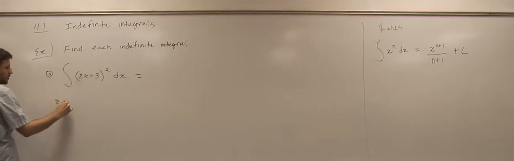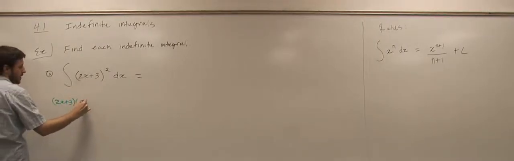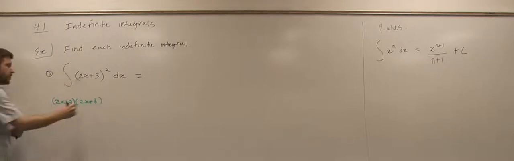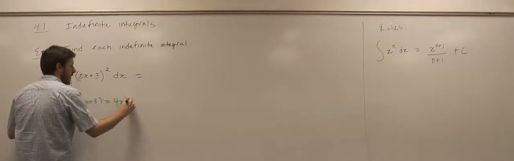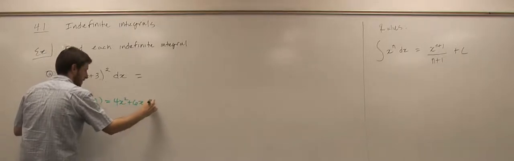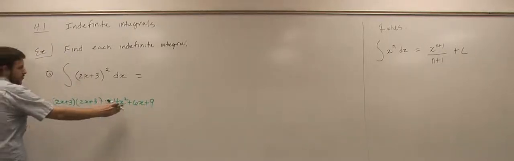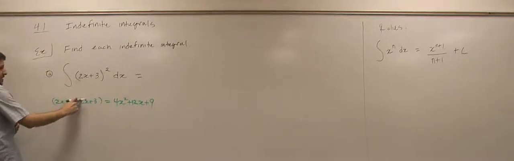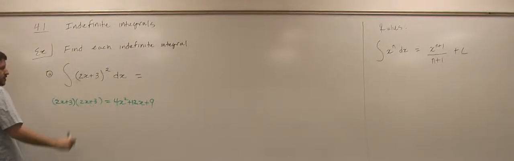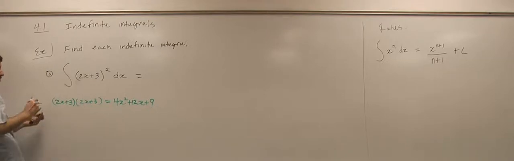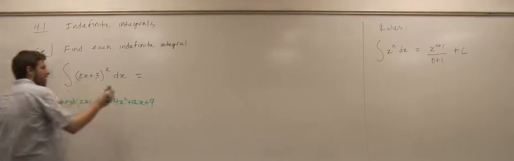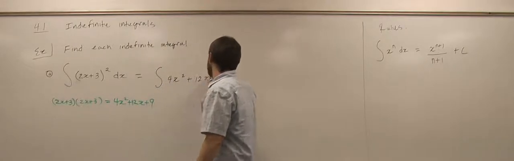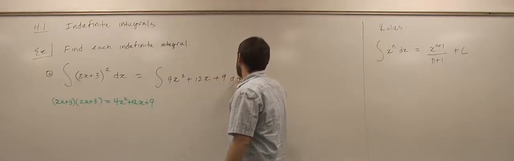We have to do 2x plus 3 times 2x plus 3. 4x squared plus 6x. If you multiply this out, you get 4x squared plus 6x plus 9, plus 12x, because in the middle you'll have 6x from here and 6x from here. So you'll have 12x in the middle. So this integral is really the integral of 4x squared plus 12x plus 9 dx.